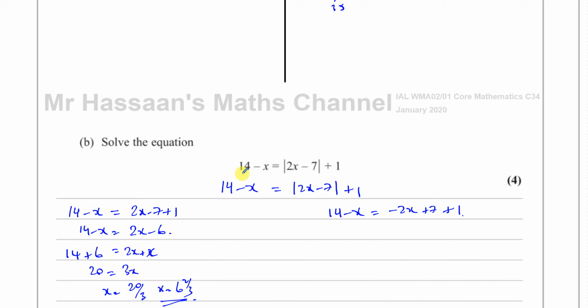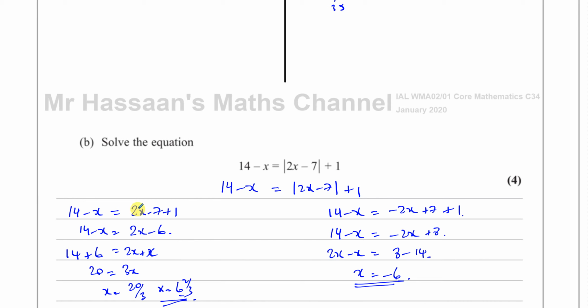Basically, that's the x solution. That's the value of x that solves this equation. Or the other solution will be 14 minus x equals minus 2x plus 8. So we're going to add 2x to both sides. So that'll be 2x minus x equals 8 minus 14. So x equals negative 6. Okay, so those are two solutions.